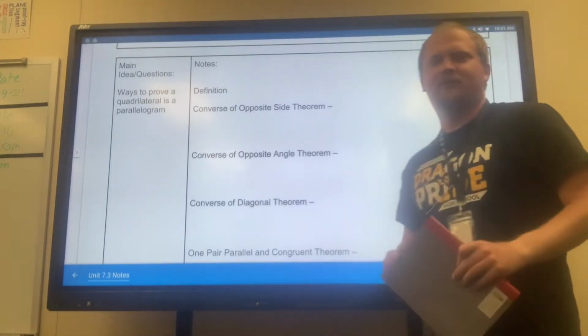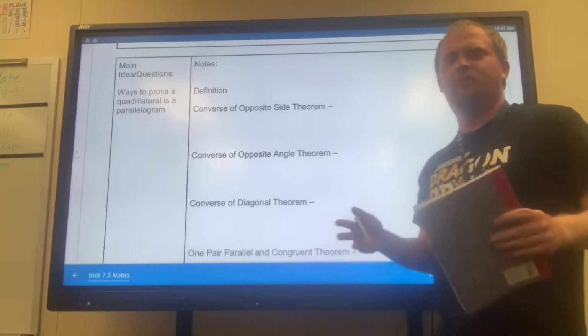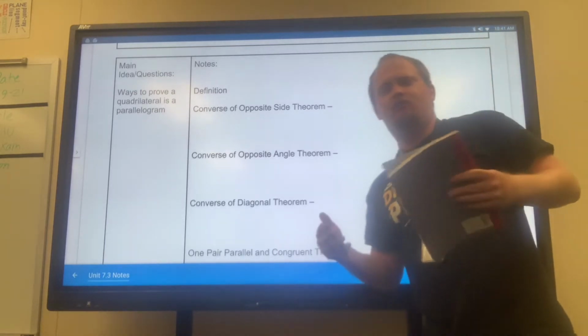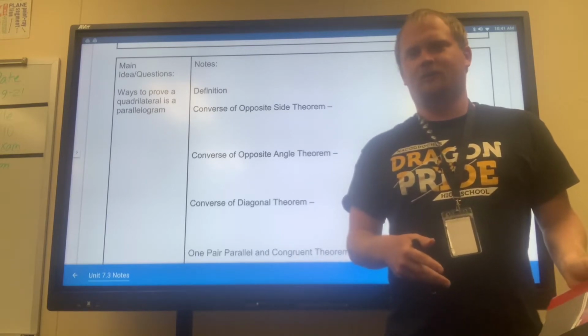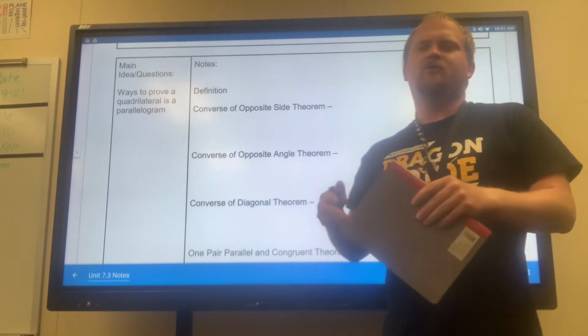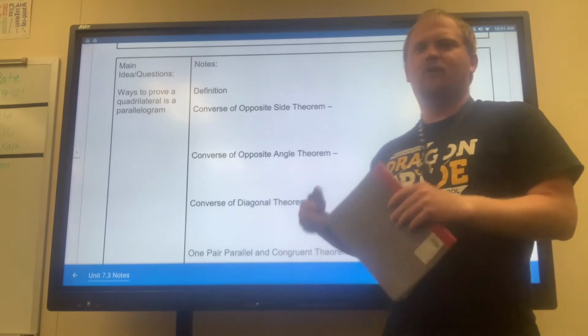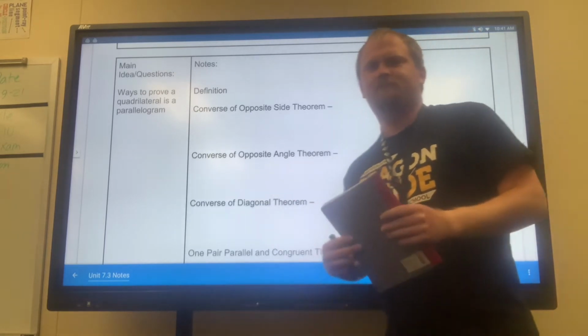Hello, Colin Holmes here, and today we're going to be talking about proving parallelograms. Last time we talked about the properties of parallelograms, but this time we're going to show if a quadrilateral is a parallelogram.